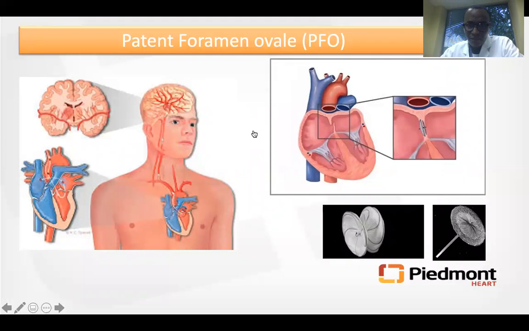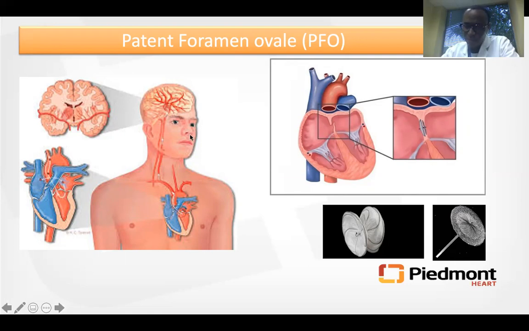A patent foramen ovale is the second crossroads between stroke and structural heart disease. As you can see here, the PFO, or patent foramen ovale, is basically a communication between the right atrium and the left atrium. If patients have deep vein thrombosis, a blood clot can paradoxically traverse this patent foramen ovale and they can develop a stroke.